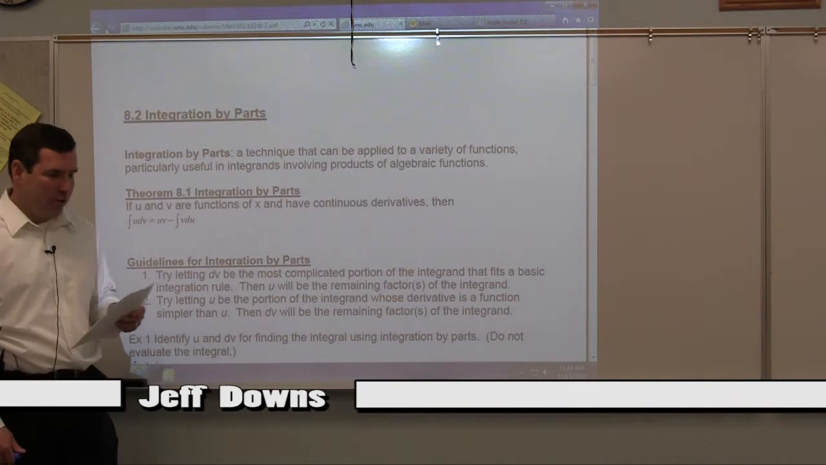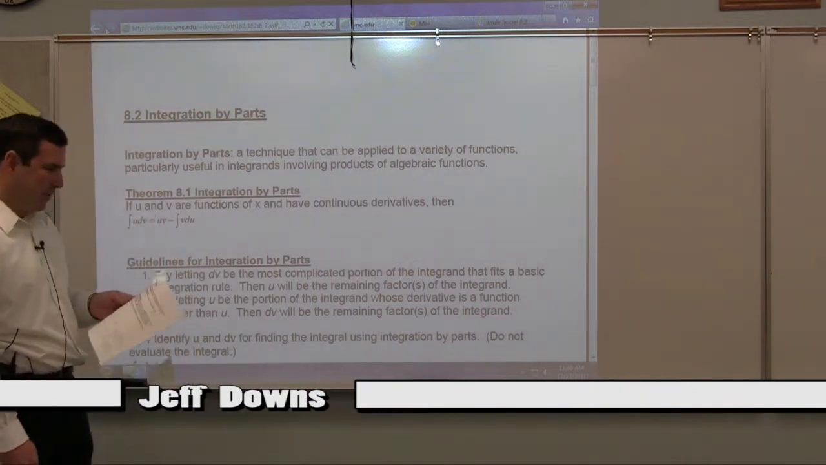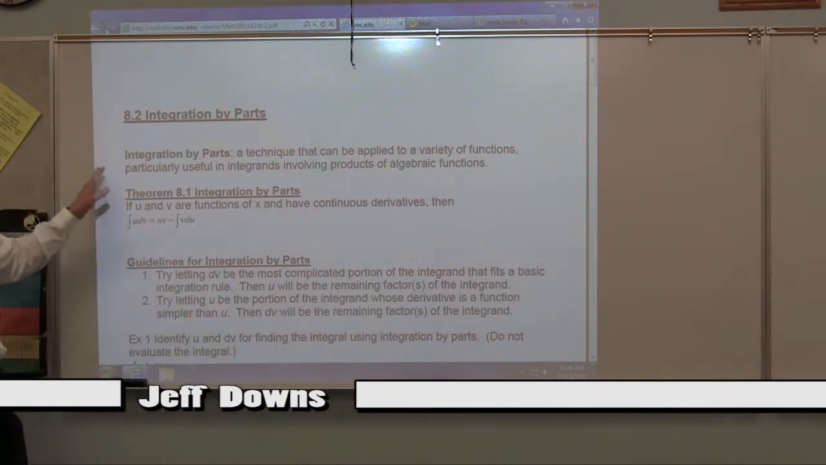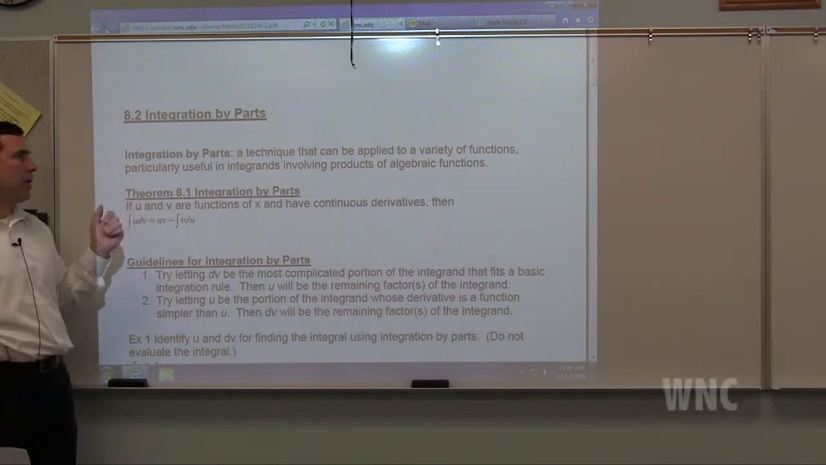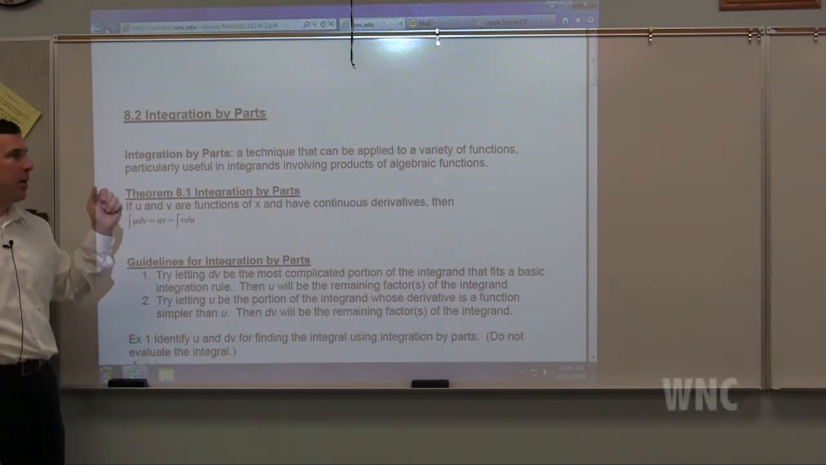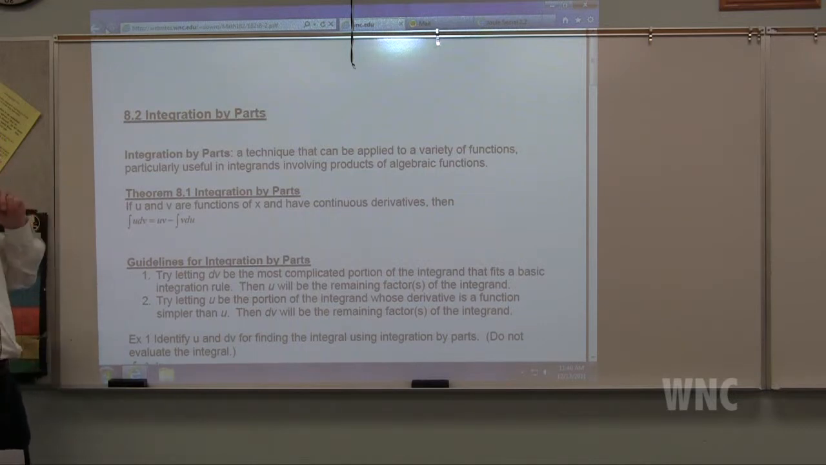Hello and welcome to 8.2, Integration by Parts. Integration by parts is a technique that can be applied to a variety of functions, particularly useful in integrands involving products of algebraic functions. Theorem 8.1, integration by parts, is how it's spelled out.